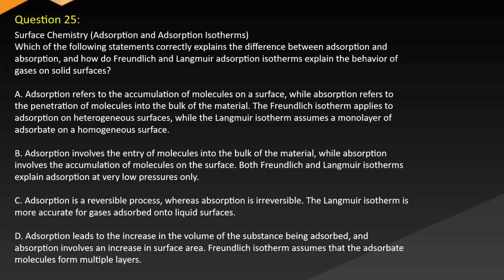B. Adsorption involves the entry of molecules into the bulk of the material, while absorption involves the accumulation of molecules on the surface. Both Freundlich and Langmuir isotherms explain adsorption at very low pressures only. C. Adsorption is a reversible process, whereas absorption is irreversible. The Langmuir isotherm is more accurate for gases adsorbed onto liquid surfaces. D. Adsorption leads to an increase in the volume of the substance being adsorbed, and absorption involves an increase in surface area. Freundlich isotherm assumes that the adsorbate molecules form multiple layers.